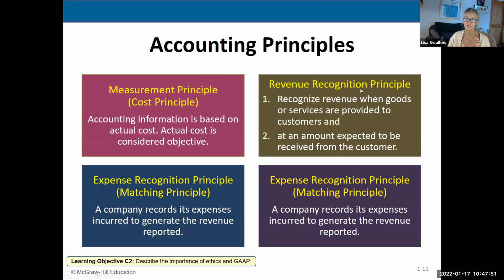Revenue recognition principle, equally important. It says that we recognize or book revenue, put it in our books, when we have provided the service, when we have earned the revenue. So if I do something that earns revenue, and then I send you a bill and you don't pay me for 60 days, I recognize the revenue when I bill you because I've completed the service. It doesn't matter when the cash trades hands. So that's a super critical concept.